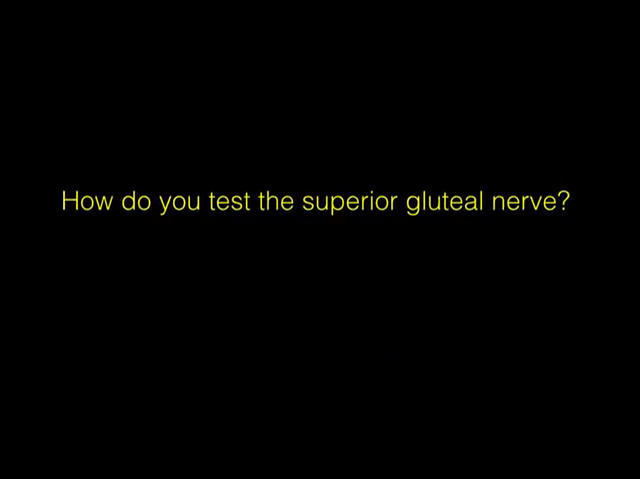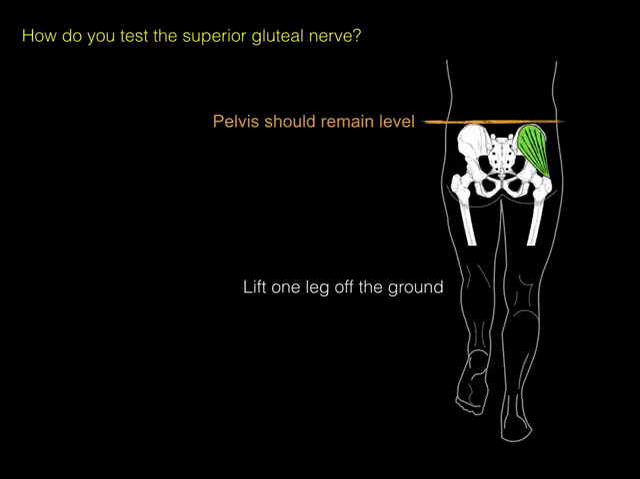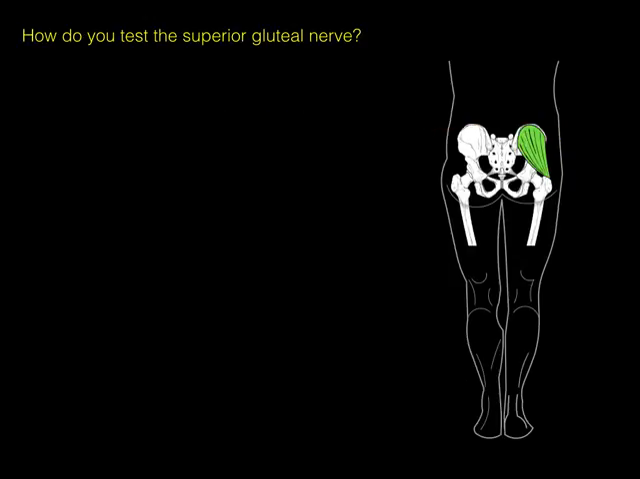All right, now how do you test the superior gluteal nerve, that second learning objective? Well, to do that, let's take a look at the same picture again. When you then lift one leg off the ground, the pelvis remains level because of the contraction of the gluteus medius muscle, which is innervated by the superior gluteal nerve.